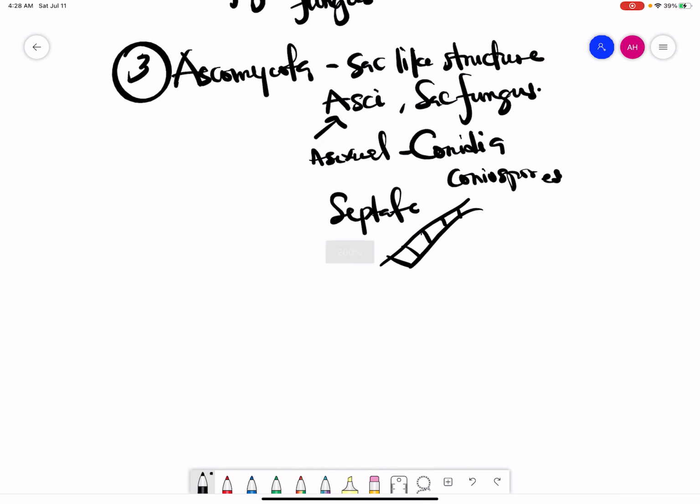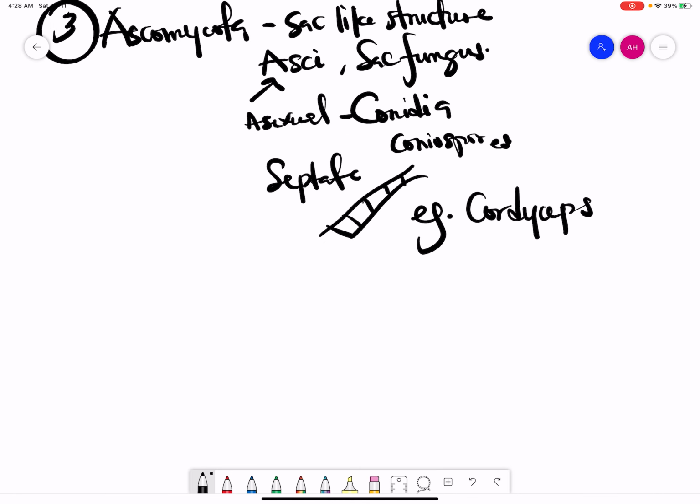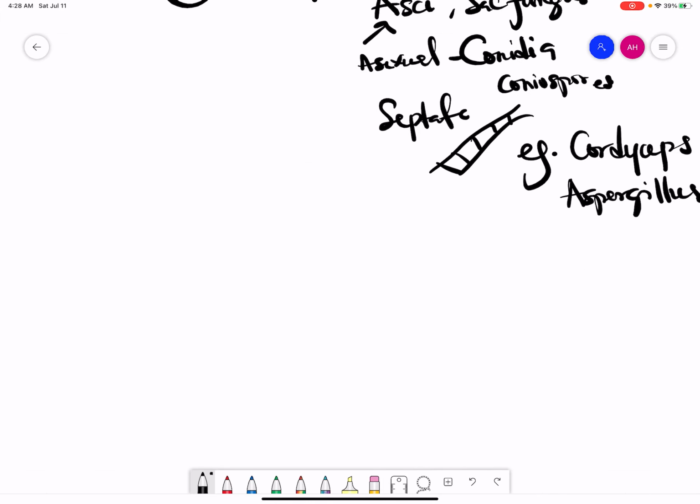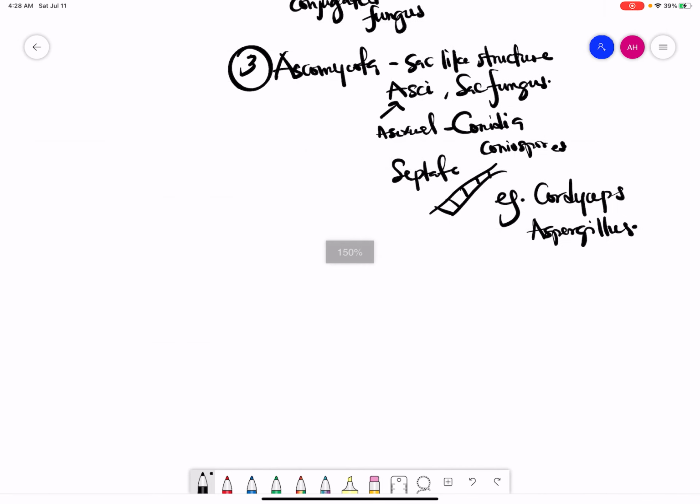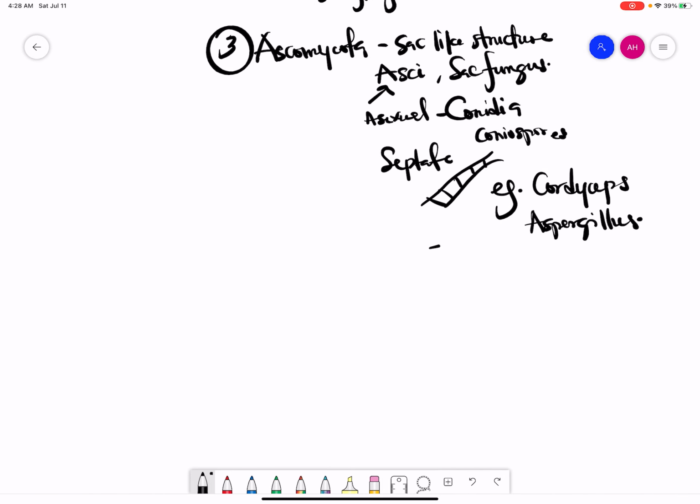A great example of this is the cordyceps fungus, which is a parasite of many insects in the jungles, and also Aspergillus. Then we have, by the way, their fruiting body is called ascocarp.